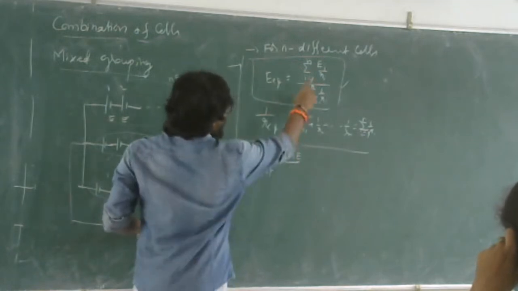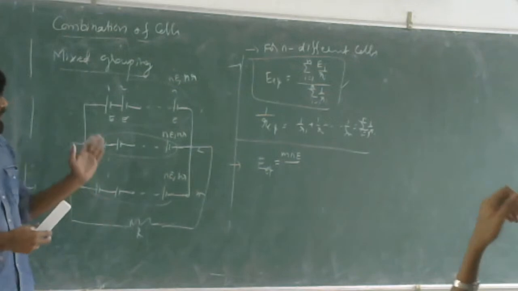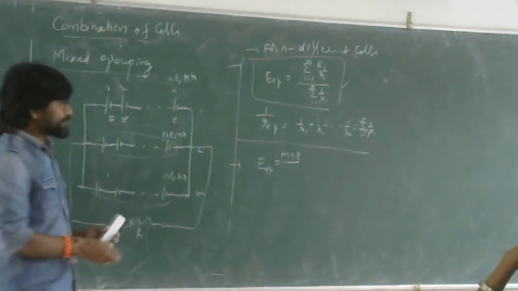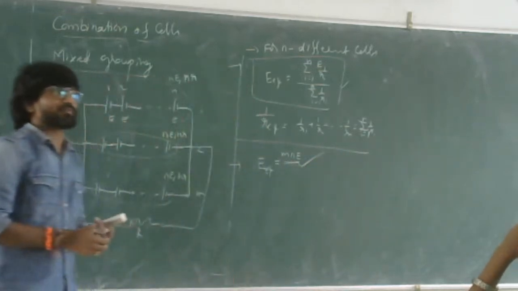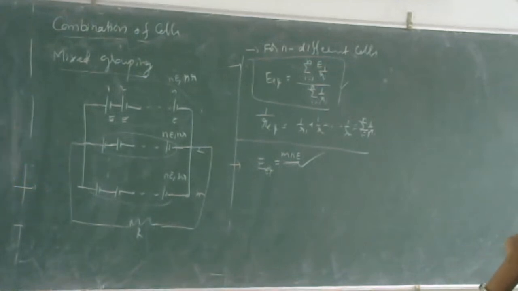NE by Ri. 1 by Ri, I can take that separately into 1 by Ri. Here 1 by Ri, then it gets cancelled. So this gives you what you call the effective EMF. This gives you effective EMF. Got it? Directly I am giving you, so you have to understand.